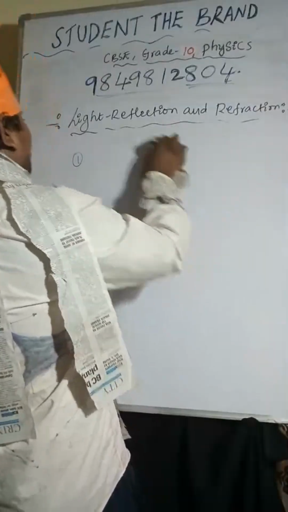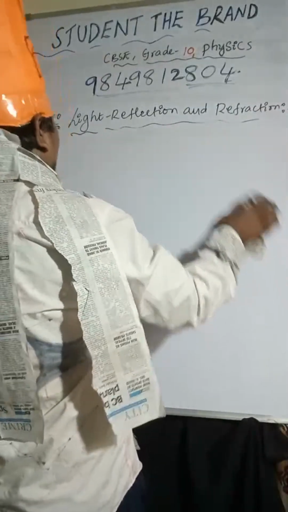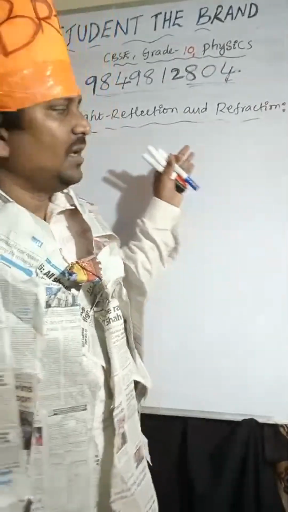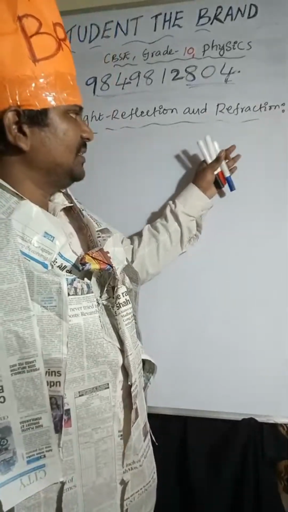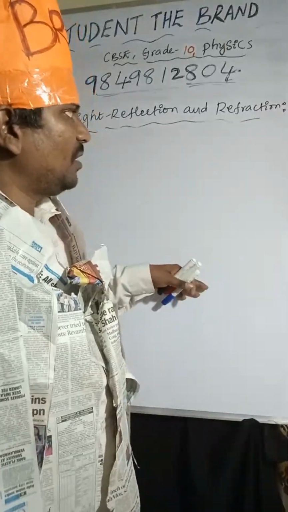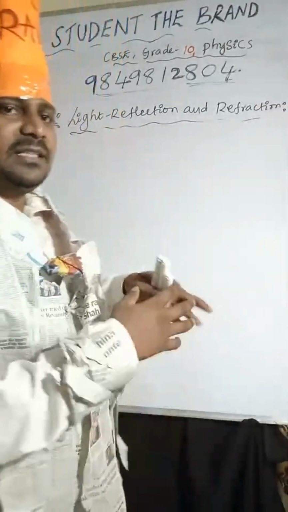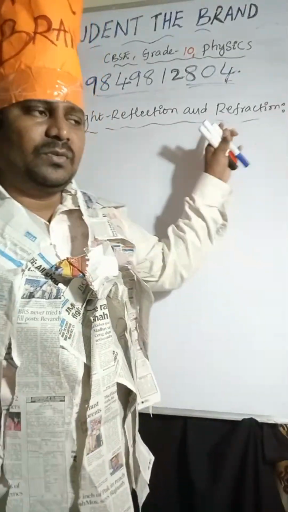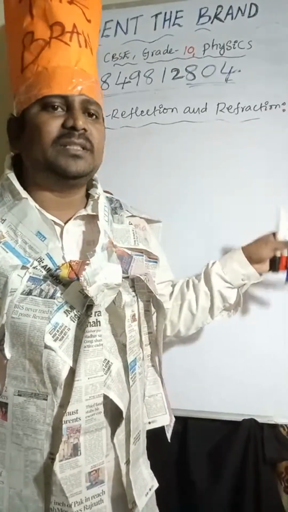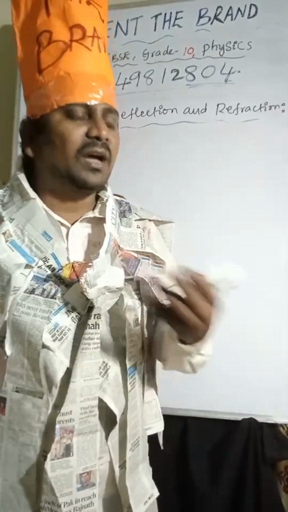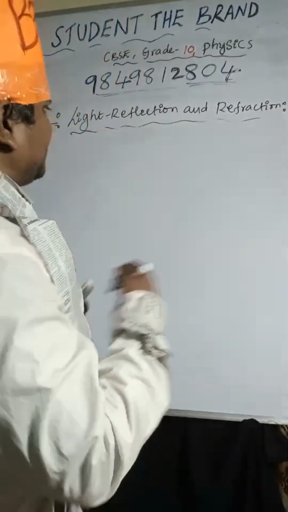Here they will ask you to show the converging nature and diverging nature. It means you have to draw these two diagrams. In a concave mirror, whenever light rays are incident, after reflection the light rays move towards the principal axis, and in a convex mirror, after reflection, the light rays move away from the principal axis. You have to draw both diagrams. After that, we will discuss terms related to spherical mirrors.